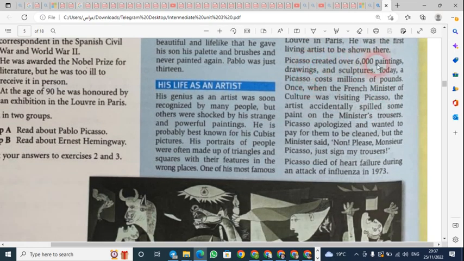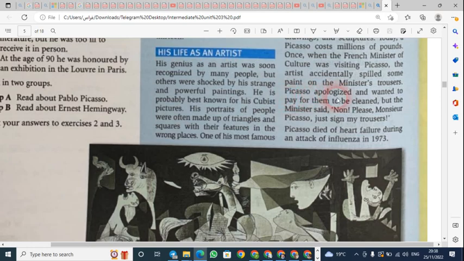Picasso created over 6,000 paintings, drawings, and sculptures. Today, a Picasso costs millions of pounds. Once, when the French Minister of Culture was visiting Picasso, the artist accidentally spilled some paint on the minister's trousers. Picasso apologized and wanted to pay for them to be cleaned.